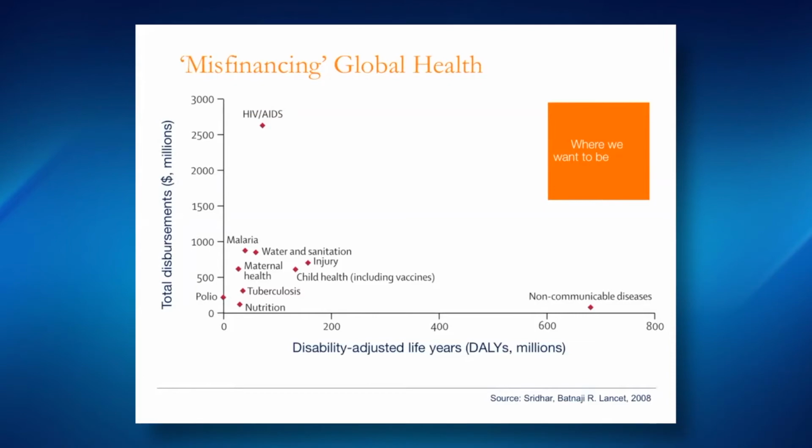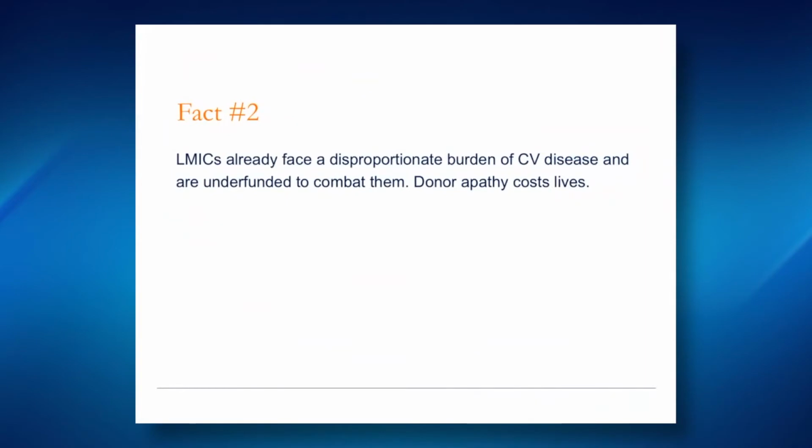If you look at non-communicable diseases, there's a huge burden of DALYs, and yet almost no investment in terms of aid money going to NCDs. This is 2008 data. IHME now has 2016 data that look shockingly similar. 2% of the money is going to non-communicable diseases. It's related to that perception that by the time you have non-communicable diseases, you're wealthy enough to deal with it. So LMICs already face a disproportionate burden of CV disease and are underfunded to combat them. Donor apathy costs lives. Okay?